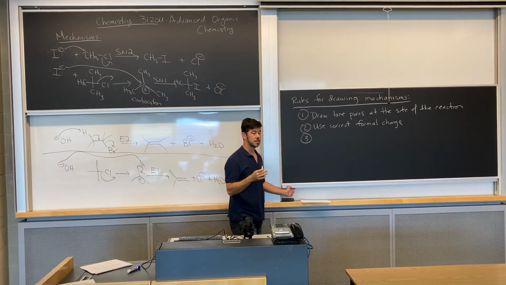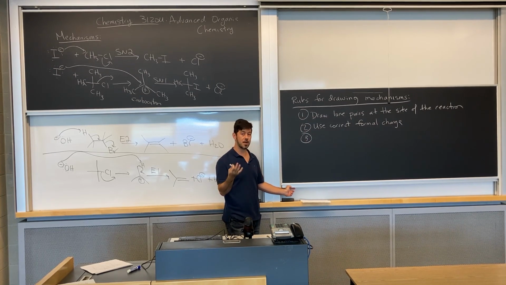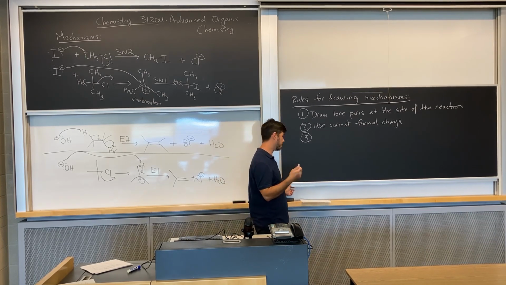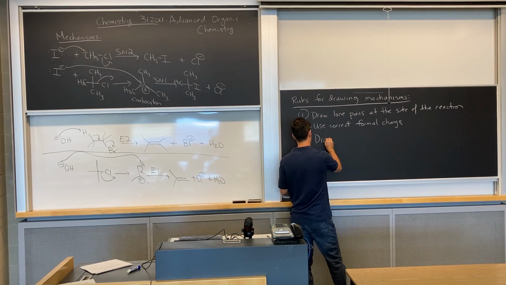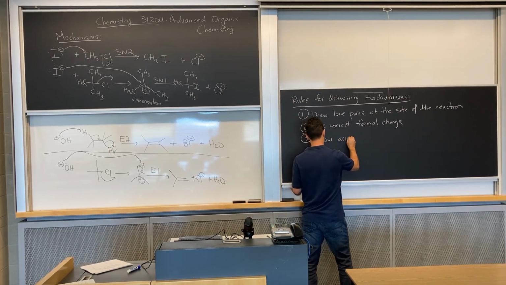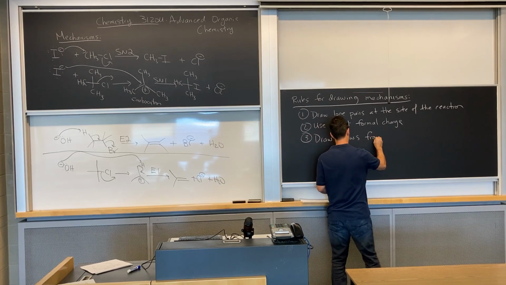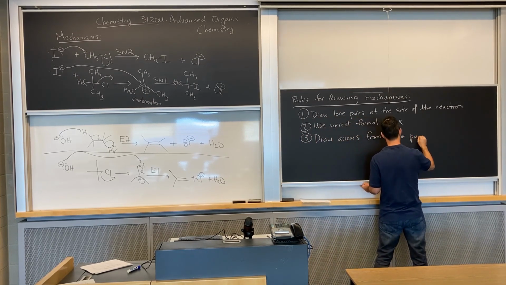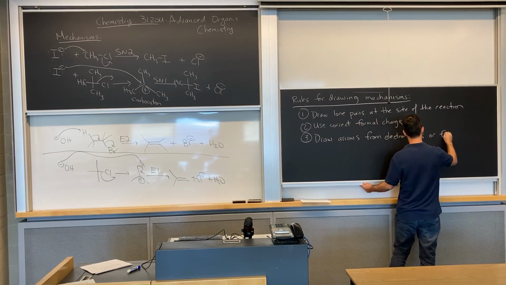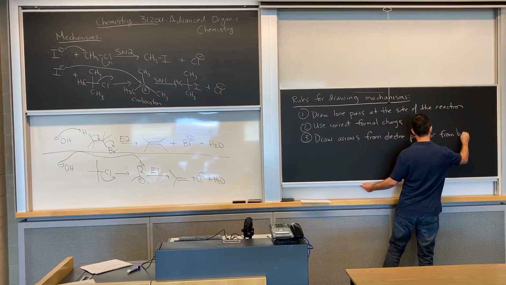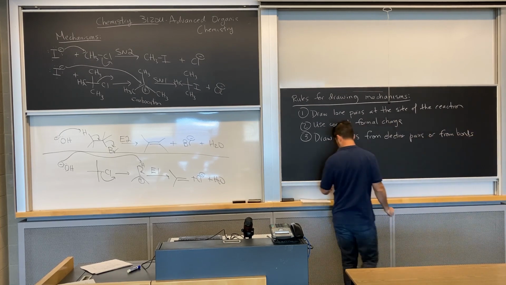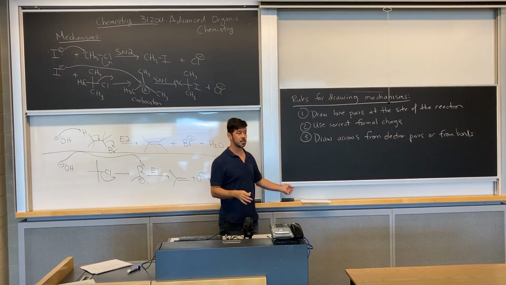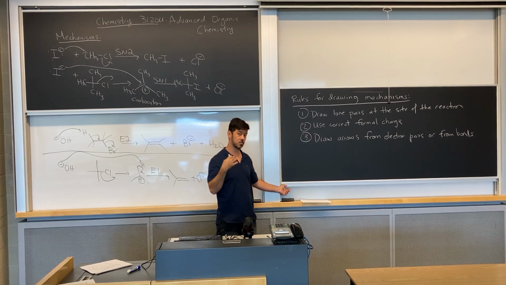You want to draw arrows from electron pairs or from bonds. Okay, you don't have positive charges moving from arrows. It's always electron pairs. And lastly, just to emphasize, arrows denote the motion of electrons.